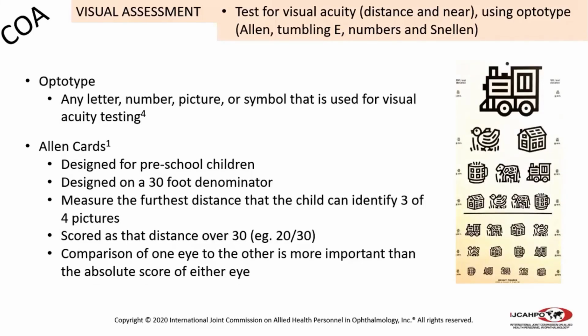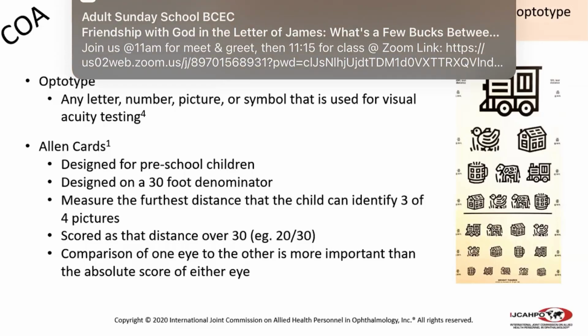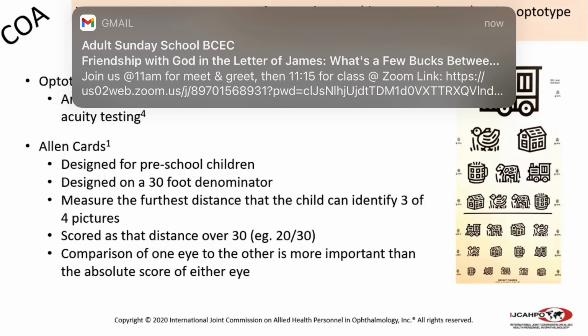Testing for visual acuity using optotypes. Let's take a look at what an optotype is. Any letter, number, picture, or symbol that is used for visual acuity testing. Allen cards can be used for preschool children, and they're designed on a 30-foot denominator. They measure the furthest distance that the child can identify 3 of 4 pictures, and scored at the distance over 30. Comparison of one eye to the other is more important than the absolute score of either eye.